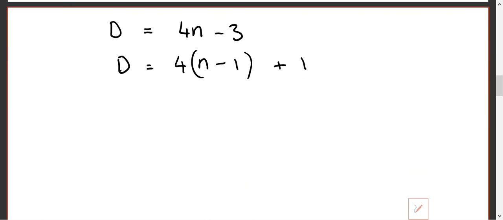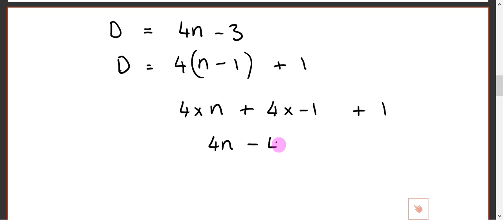Let me just ask you this, because some people get excited by the algebra. 4 lots of n minus 1 means we have 4 lots of n and we have 4 lots of minus 1, and then we have plus 1. Now, 4 lots of n is just written as 4n. What's 4 lots of minus 1? Well done. It's minus 4 plus 1. 4n minus 3. Look, it's the same thing.